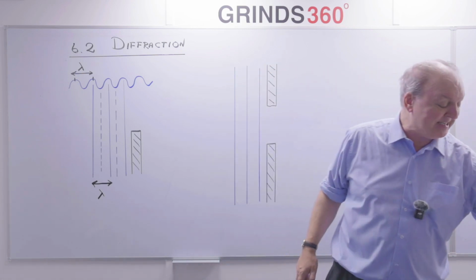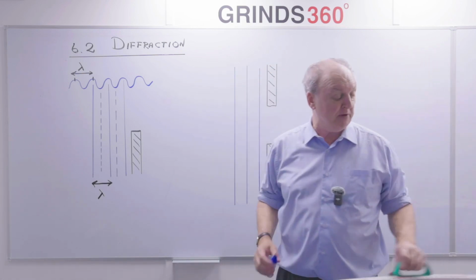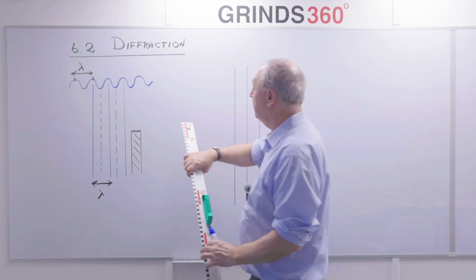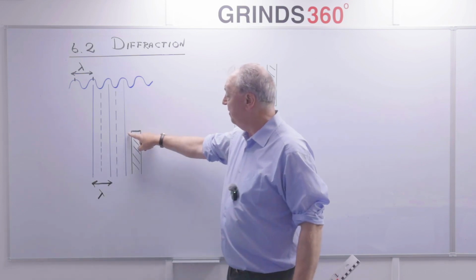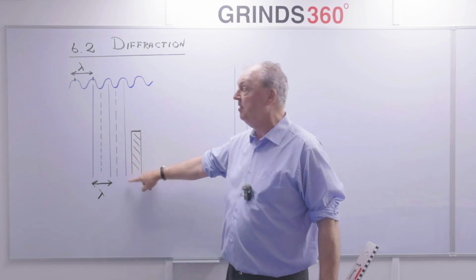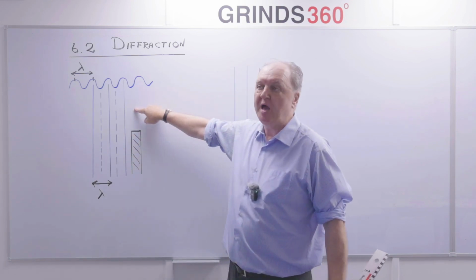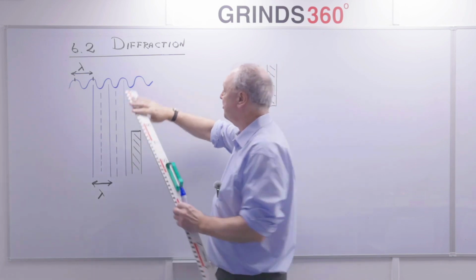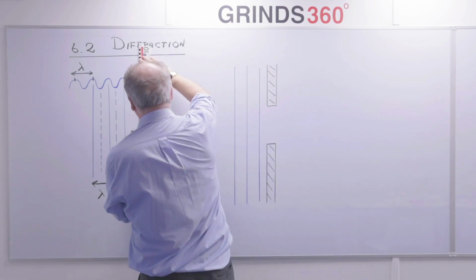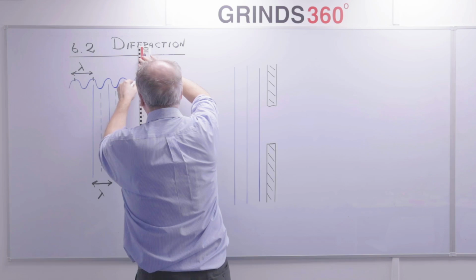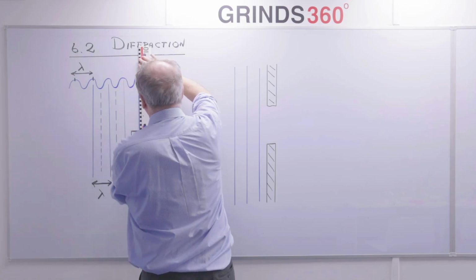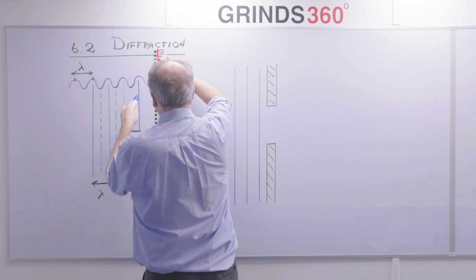And what would you expect to happen when it hits the obstacle? Well, the obstacle will block this part of the wave down here, and the part above the obstacle is able to pass through. So this wave will pass through like this.